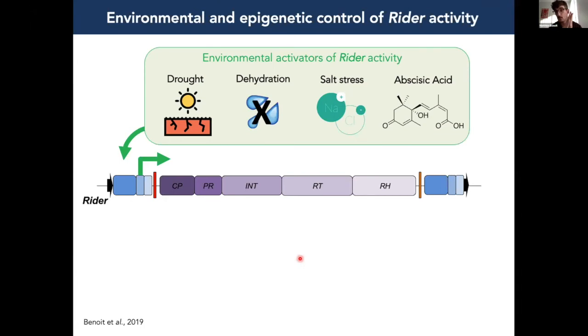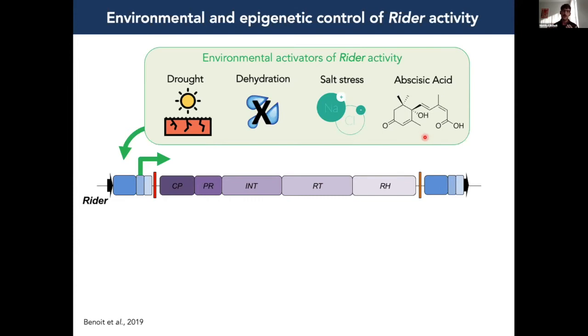What we've been able to see is that there are several environmental activators that will facilitate rider activity, including drought, dehydration, soil stress, and osmotic stress, and all those stresses are regulated through the production of abscisic acid. Tomato mutants that cannot produce abscisic acid are unable to respond to those stresses, and rider activation is impaired in those ABA mutants.